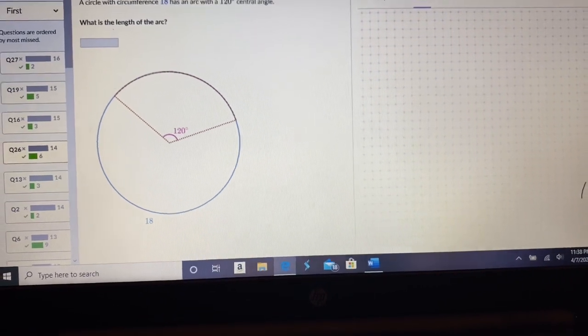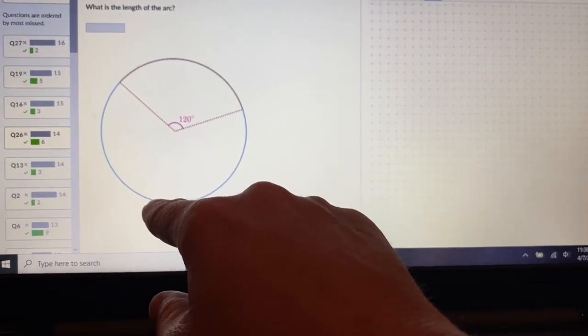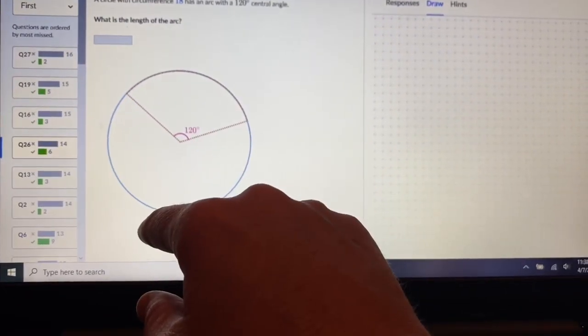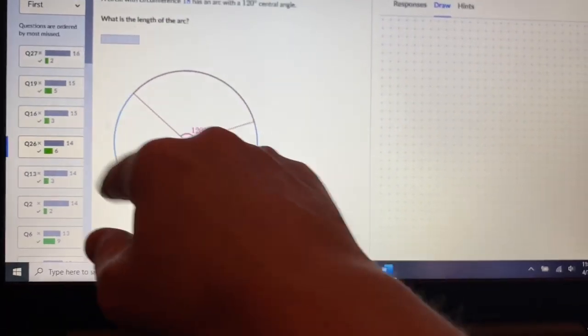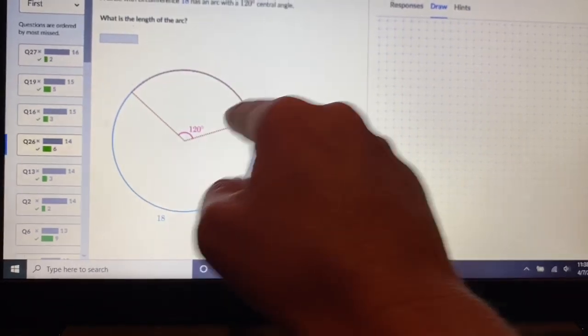Okay. This one gives you the circumference. So all the way around is 18. Notice that's not in terms of pi. They've already got that figured in. You've got our arc of 120. So if the whole distance is 18, what's 120 of it?